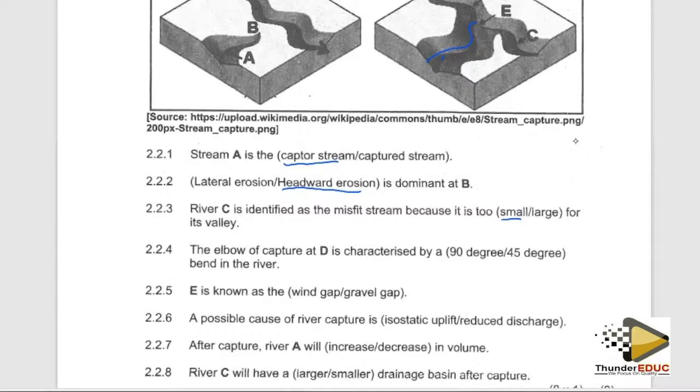2.2.4, the elbow of capture at D is characterized by 90 degrees or 45 degrees. So it's going to be 90 because if you look at the elbow, it will be an elbow like this. Or as you can see it here, the elbow.